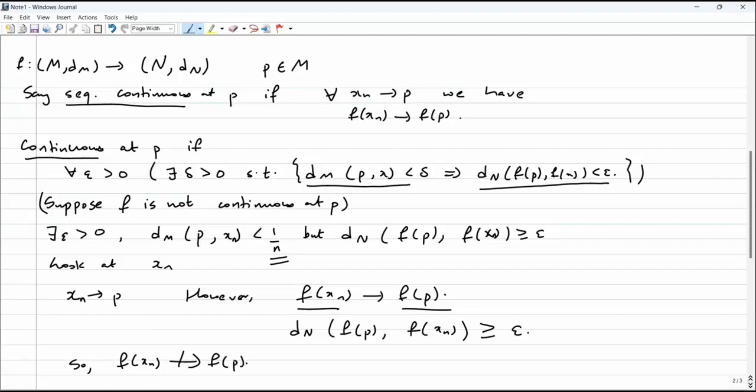So you found a sequence that tends to p, but if you apply f, f of xn doesn't tend to f of p. So it means our function is not sequentially continuous at p either. So not continuous implies not sequentially continuous, which is the same thing as saying sequential continuity implies continuity, and that is how the proof goes.